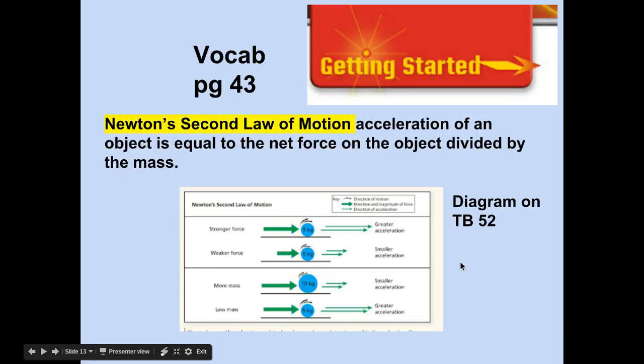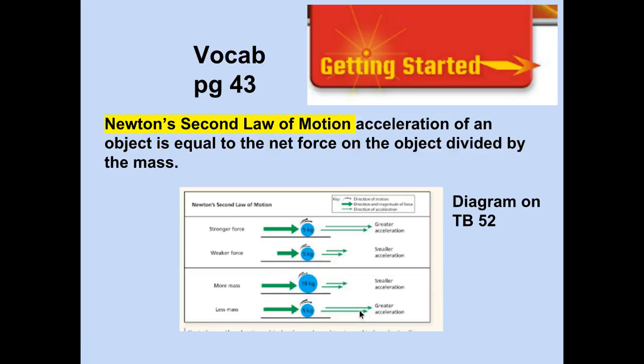Newton's second law is acceleration of an object is equal to the net force on the object divided by the mass. So it's a little bit of an equation here. Acceleration equals force divided by mass. You can see this if you have the same amount of mass, 5 kilogram objects here. If it's a large force, it's going to accelerate a large amount. If it's a small force, it will accelerate a small amount. The same is true with mass. If the same force is being applied to a large object versus a small object, the large object will accelerate less and the small object will accelerate more.